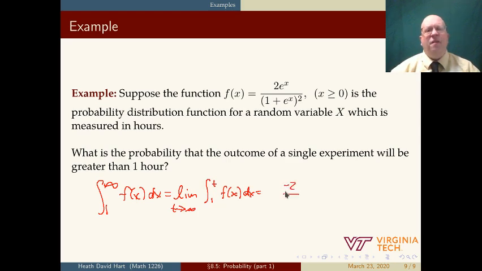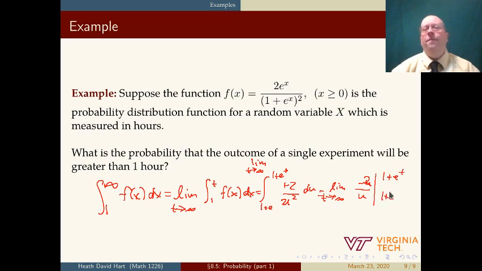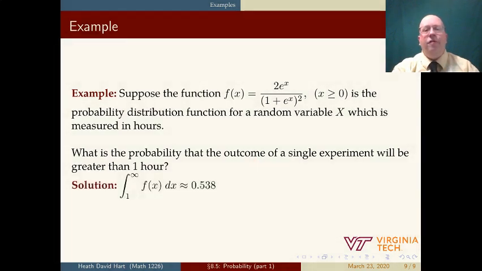And again, that's positive 2 over u squared, going from 1 plus e to 1 plus e to the t as t goes to infinity. And that's the limit as t goes to infinity of negative 2, this is where the negative comes in, over u, evaluated at 1 plus e to the t and at 1 plus e. And again, this is a computational problem, but the answer turns out to be about 53%.